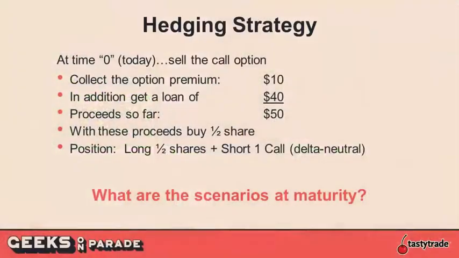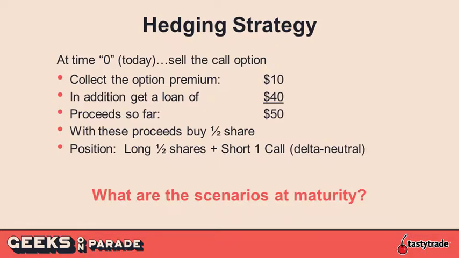So, today we sell the option for $10. Then we get a loan for $40. Remember, interest rates are zero. It doesn't cost me anything. I can get a loan. No problem. In fact, in some countries, interest rates even are negative, and you can actually make money getting a loan, in theory. So now we have 50 bucks.